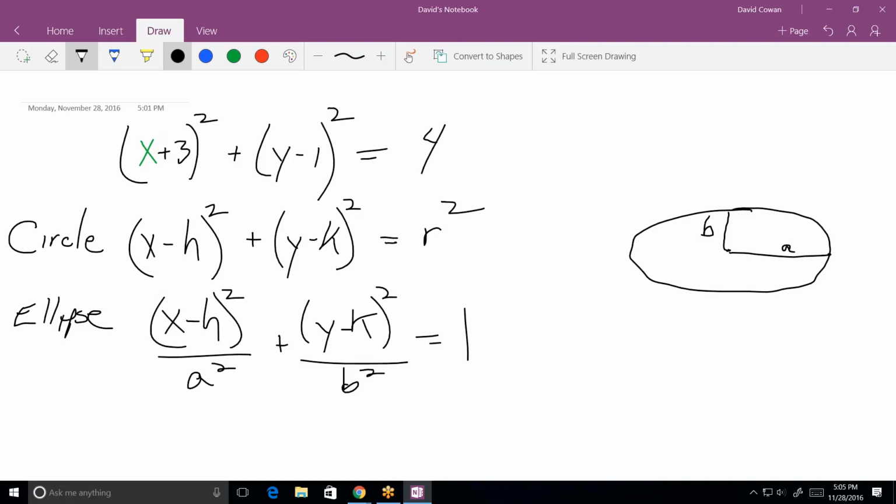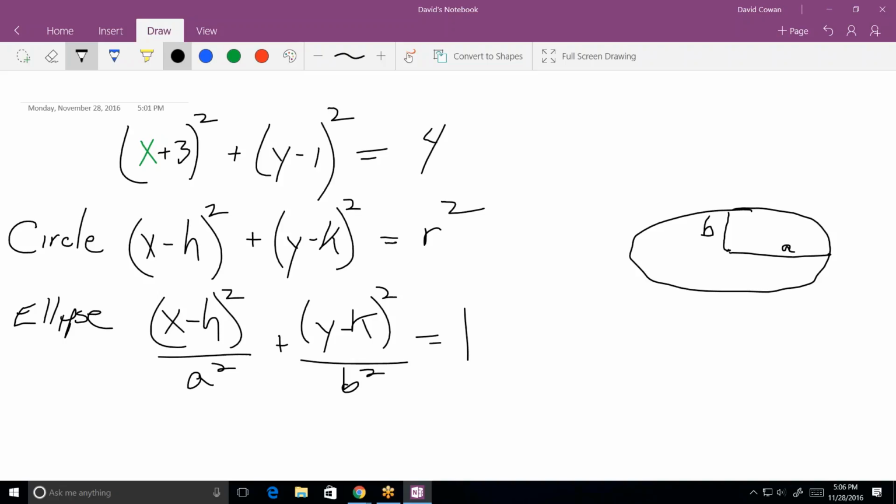And notice, just for the heck of it, that if b was the same as a, that would be a circle, right? If b were the same as a, I'd be able to substitute one for the other, multiply both sides by it, and I would be back to my equation for a circle. Because this would be a squared over here, which is going to be the radius. So I find that a little helpful in memorizing these general formulas.